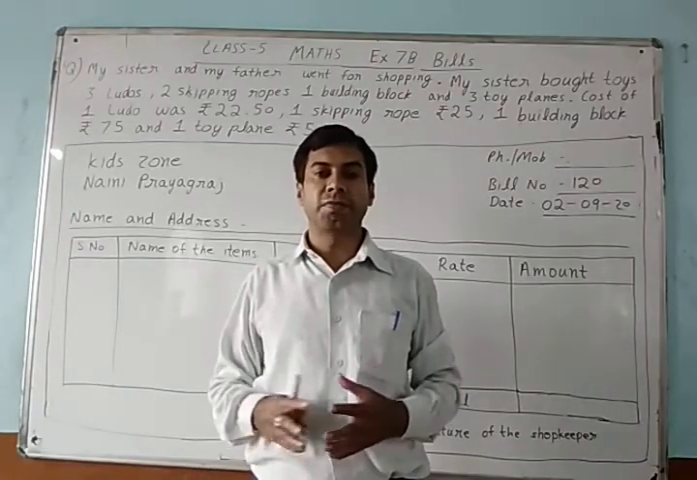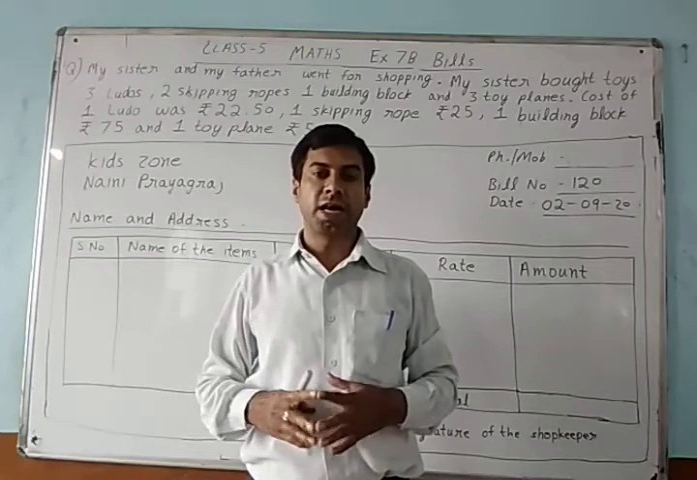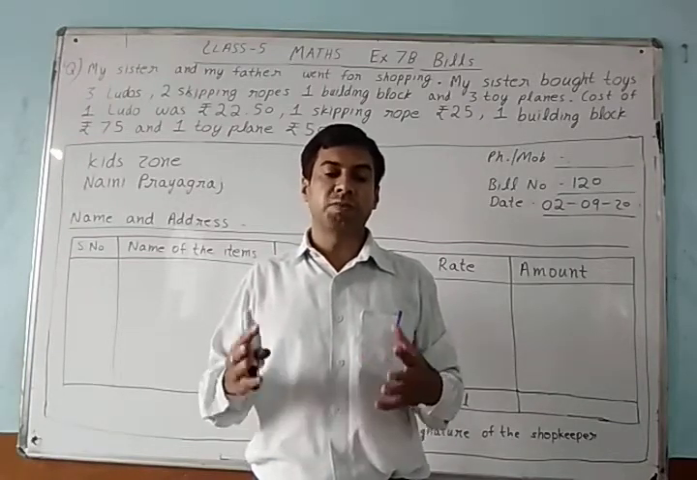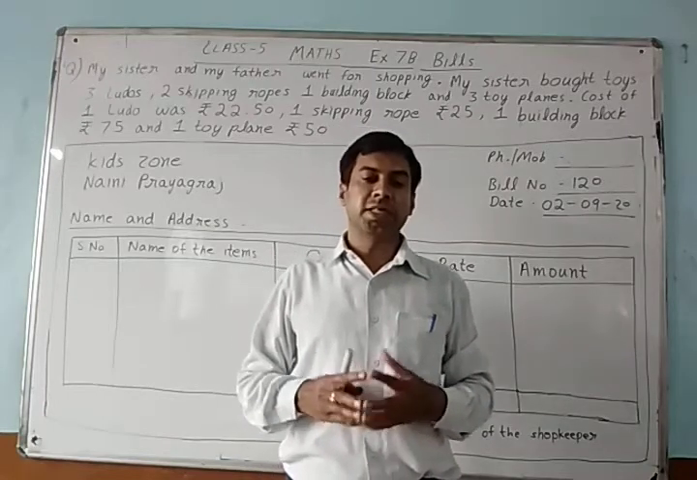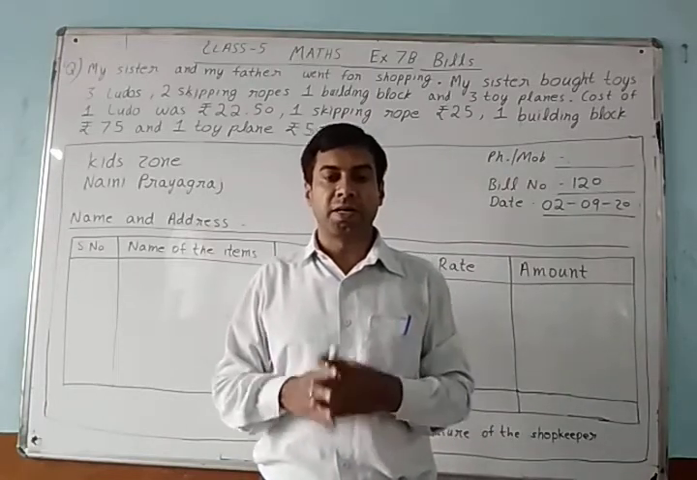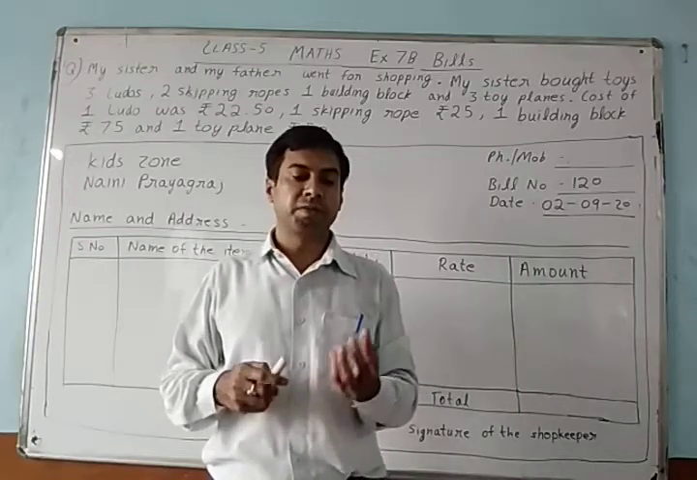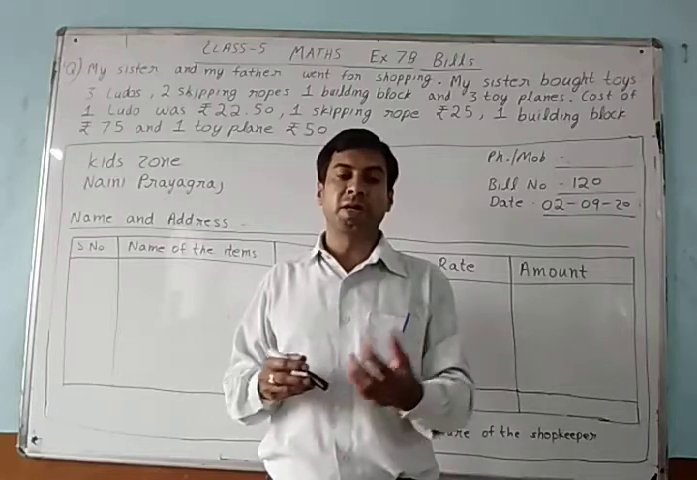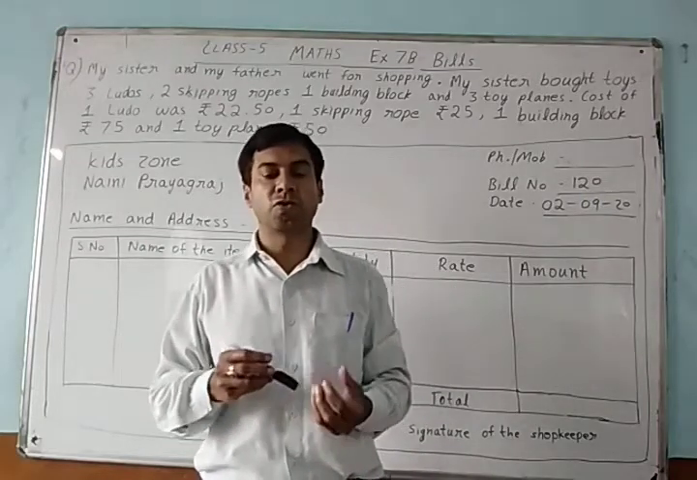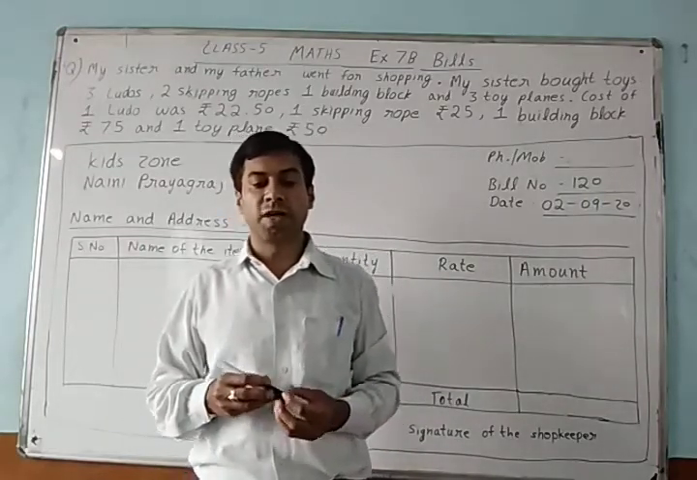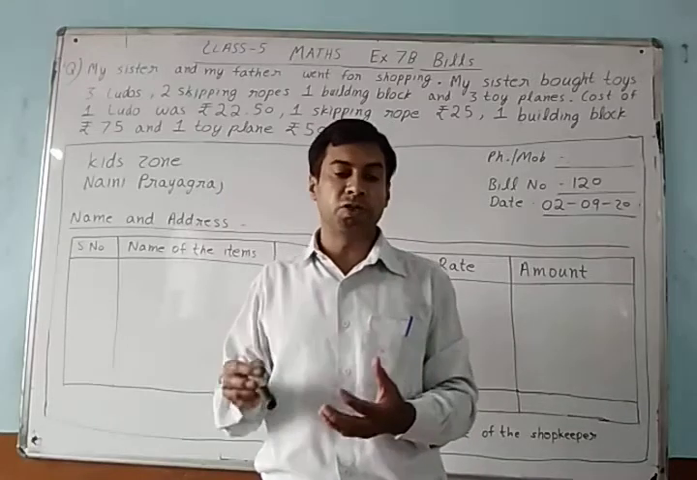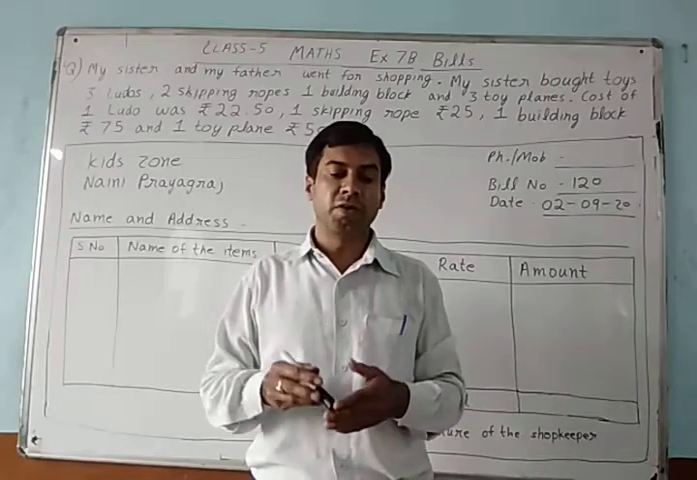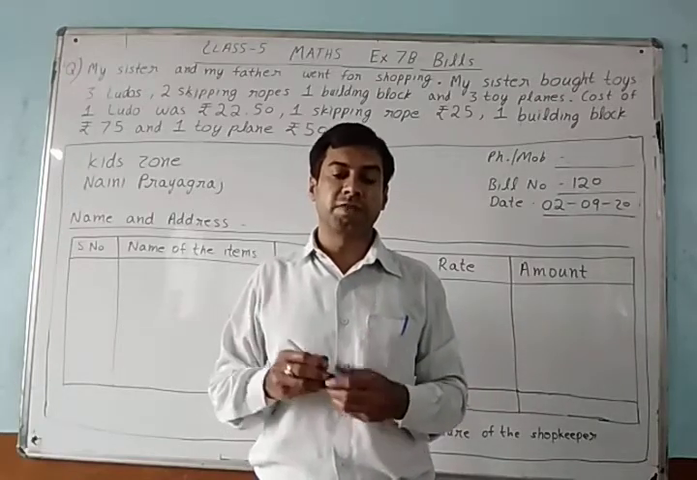Today in class 5 math, in chapter 7 Money, I will explain exercise 7B, Bill. Students, what is a bill? A bill is a slip or a piece of paper that shows how much money we have to pay somebody for goods or services.